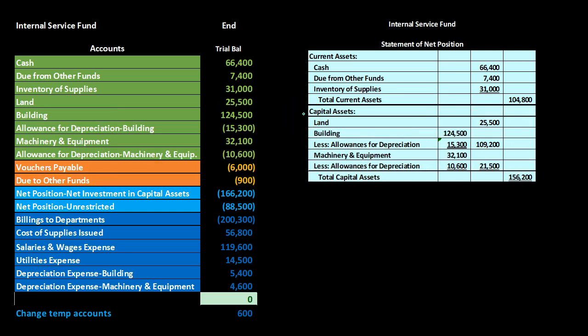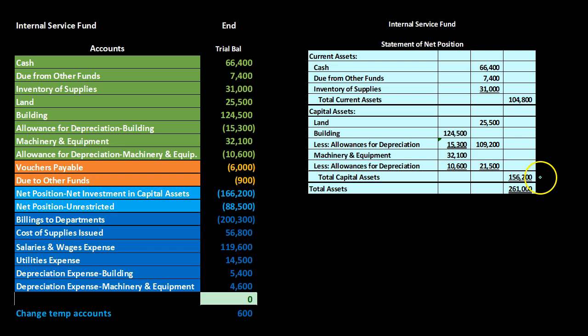Then we have the capital assets like the property, plant, and equipment type assets, land, not being depreciated, building, however, having depreciation. Therefore, we have the building on the books, 124,500 minus the accumulated depreciation or allowance for depreciation, 15,300, giving us the net book value, 109,200. Then we have the machinery and equipment, 32,100 less the allowance for depreciation, 10,600, giving us the book value, 21,500. Then we have the total capital assets, that of course being the outer column, 25,500, the 109,200, the 21,500, that's the 156,200.